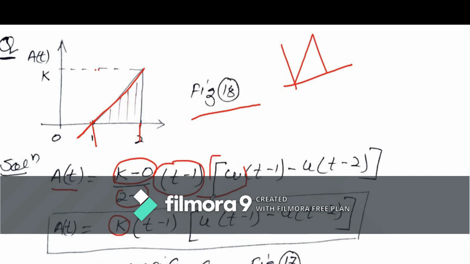Any signal when multiplied with a gate function, outside the gate the function becomes 0, and within the gate the function remains as it is. This is the property of the gate function. So keeping that property in mind, we applied a gate so that we can get the expression only up to this. Otherwise this ramp will go up to this line. So if we simplify this, you will get k into t minus 1 into u of t minus 1 minus u of t minus 2.